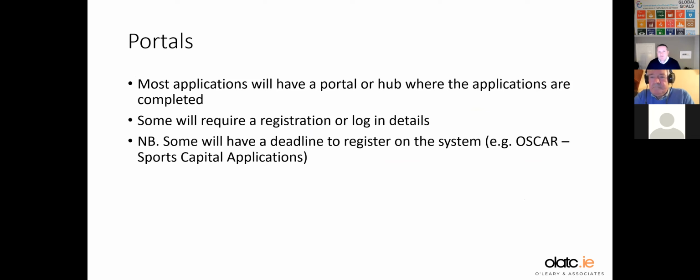Then in terms of the portal, so most applications will have a portal or a hub where the applications are completed. I'll show you the one from Carrick County Council later on, because there are basically two portals, one for the Community Support Fund, one for the Community Activities Fund. Both very, very similar. So again, it proves a point where a lot of information that goes with one application is very generic and goes into the next application.